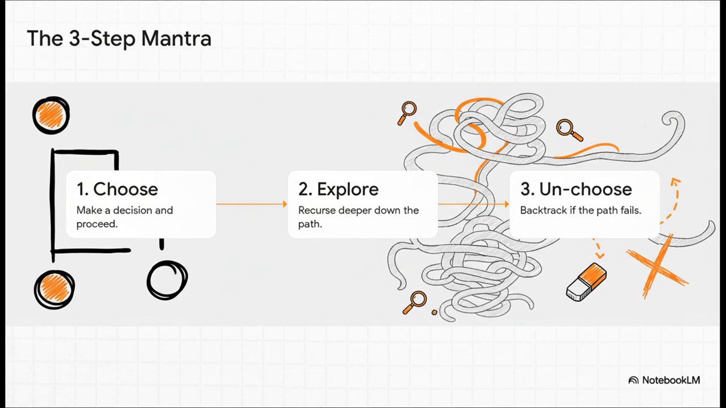And really, this whole complex-sounding process boils down to a super simple three-step mantra. First, you choose a path. Then you explore it, you go deeper. If that path doesn't work out, you unchoose your last decision, that's the backtrack, and you try another one. Choose, explore, unchoose. That simple loop is the engine behind it all.